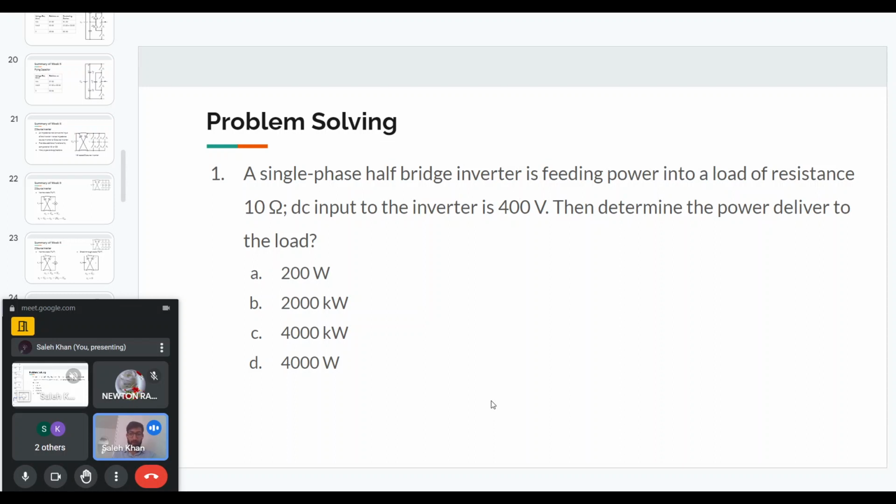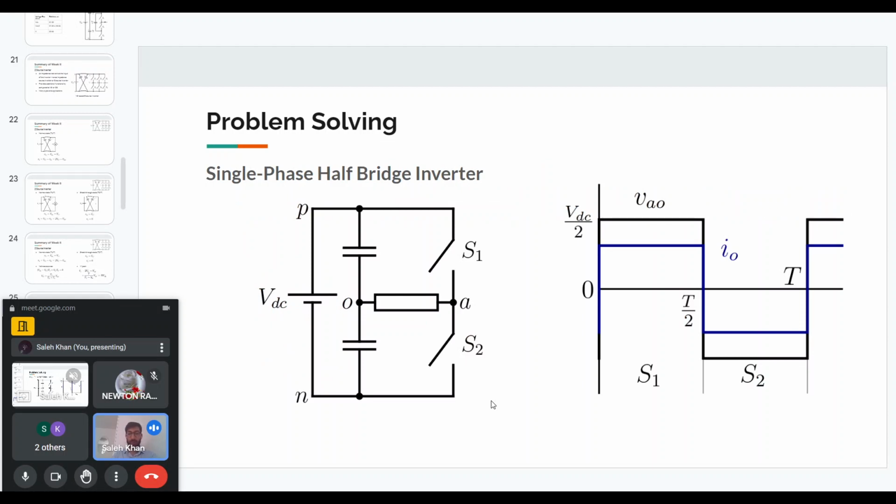So let us first see what a single phase half bridge inverter looks like. We have one half bridge, and at the input we have two capacitors, and the load is connected between the half bridge midpoint and the capacitor midpoint. The capacitors are equal in value, so they will both have VDC by 2. When S1 is on and S2 is off, we get VDC by 2 across the load. When S2 is on and S1 is off, we get minus VDC by 2 across the load, VAO. In this way, we will get VDC by 2 only at the load.